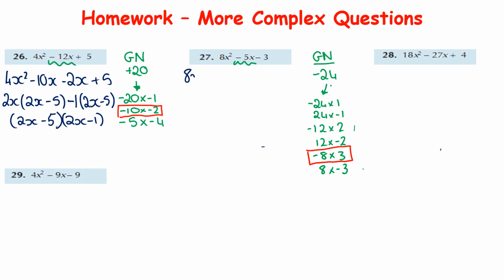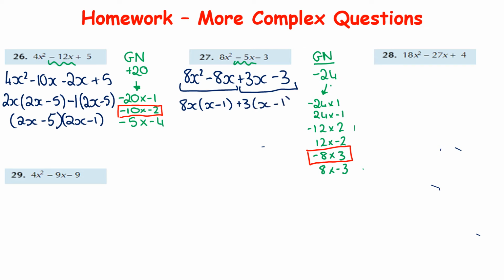So we have 8x squared minus 8x plus 3x minus 3. Double check. Minus 8x plus 3x. Yes, that gives me minus 5x. So now I can do grouping. 8x is common. X minus 1. Plus 3 is common. X minus 1. X minus 1 is common, so I'm going to pull that out in front, and that leaves me with 8x plus 3.